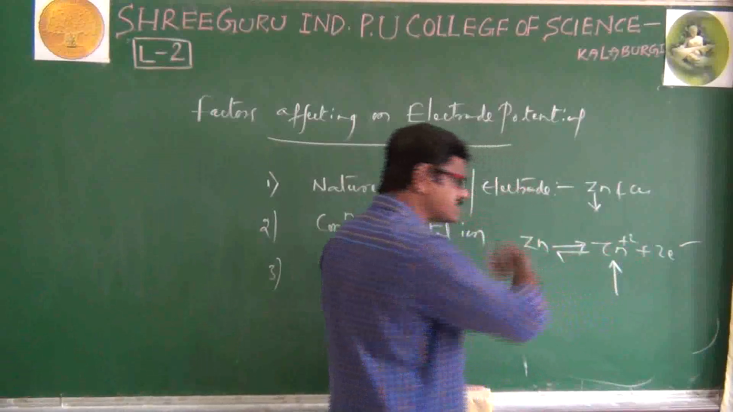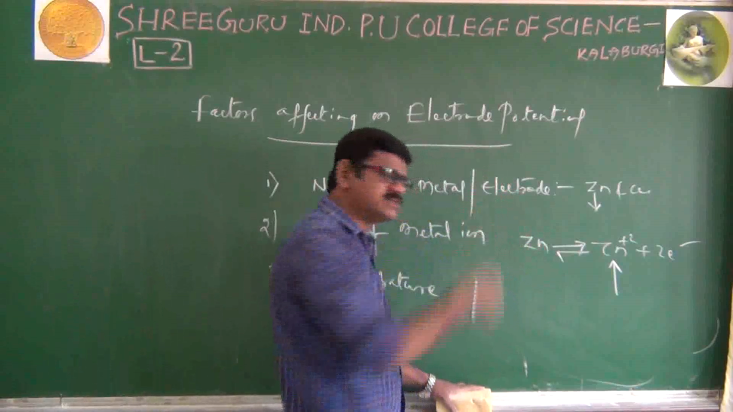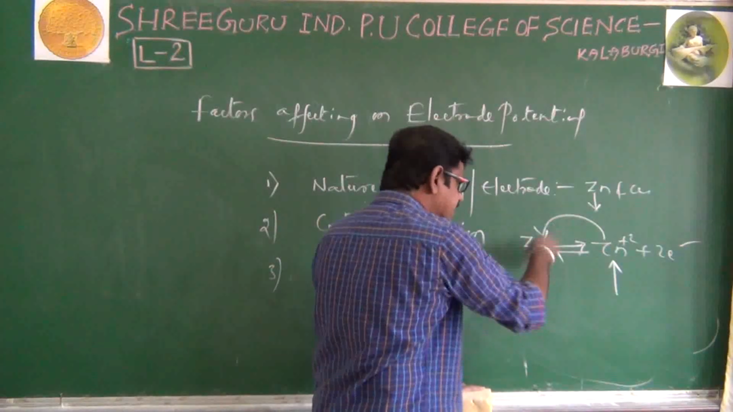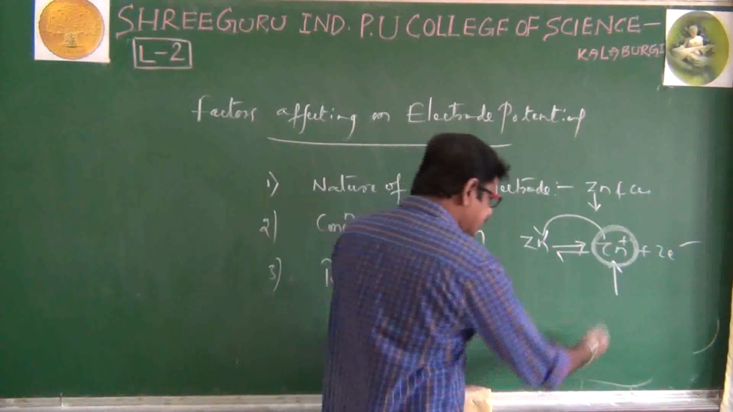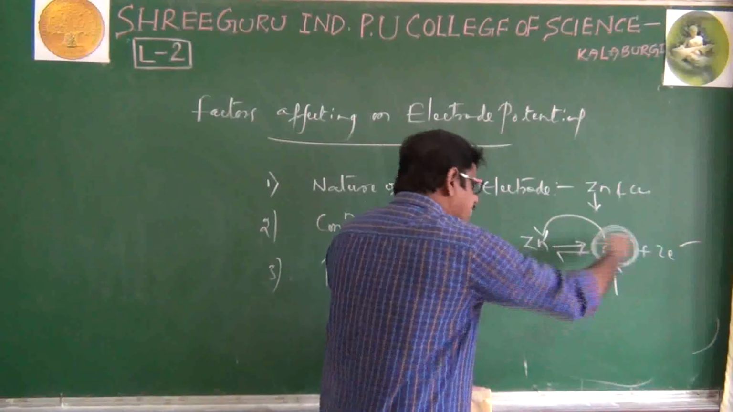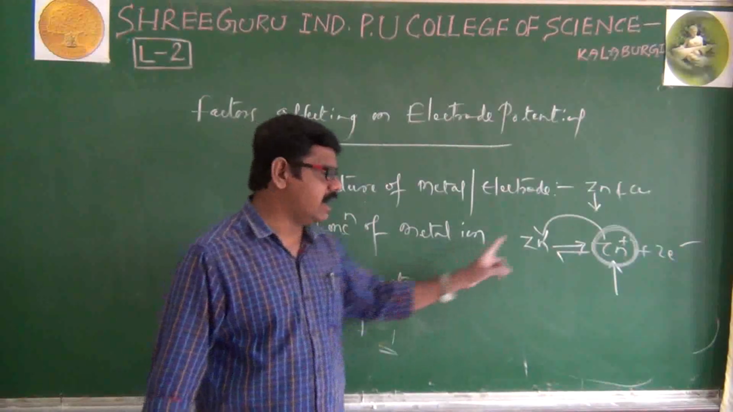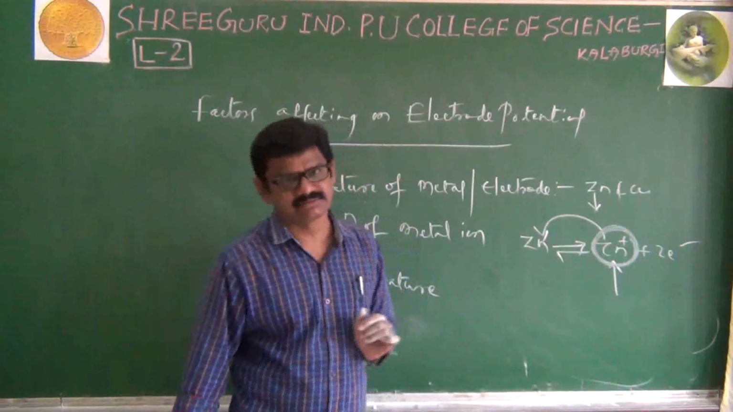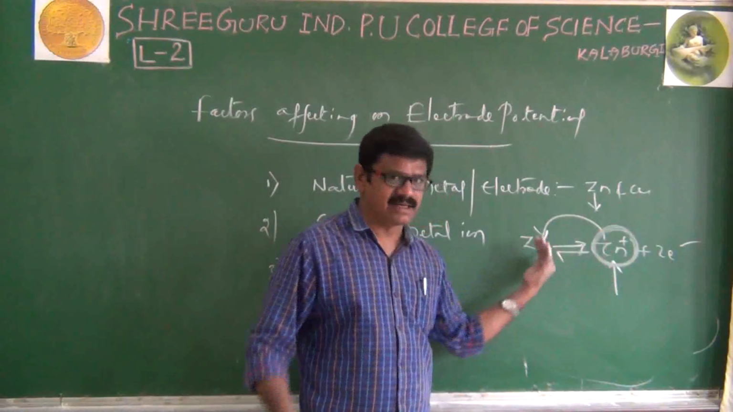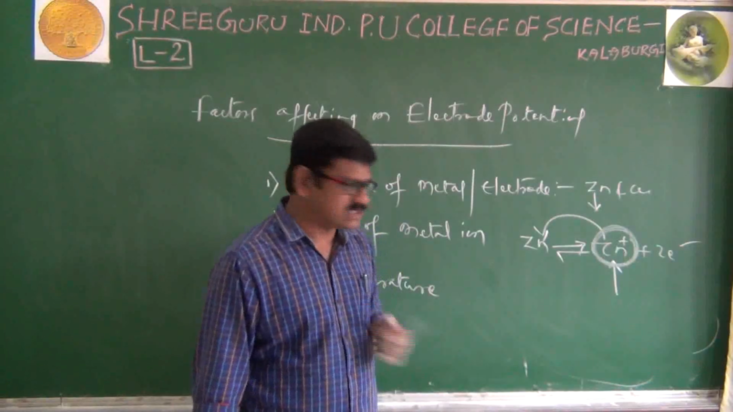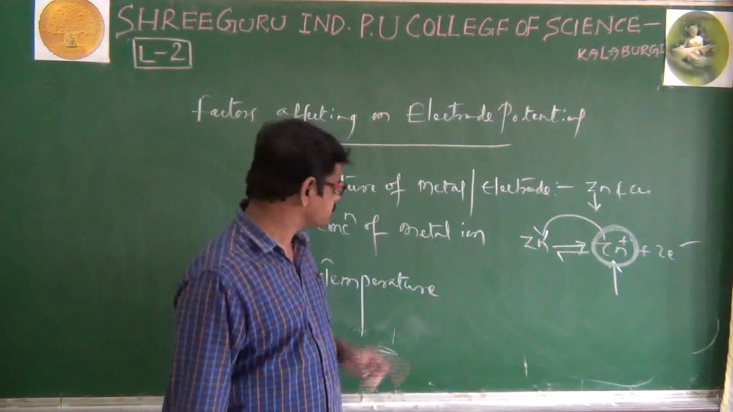The reaction shifts backward. If the reaction shifts backward, Zn2+ is converted to Zn, so the Zn2+ concentration decreases. Once again, if you increase the concentration of Zn2+, the reaction shifts in the backward direction. Because of that, zinc's oxidation potential decreases, because the reaction is taking place in the reverse direction. The reverse direction is nothing but a reduction reaction. That's why its oxidation potential decreases, but its reduction potential increases. This is the second one.